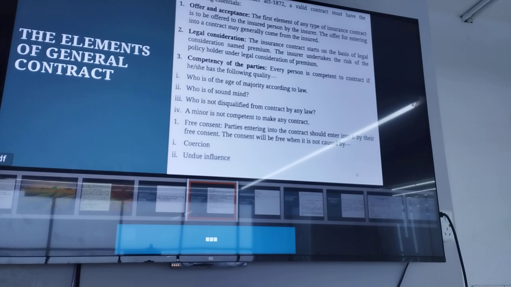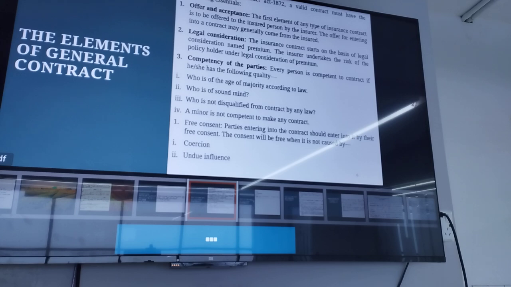Second one, the legal consideration. The insurance contract starts on the basis of legal consideration named premium. The insurer undertakes the risks of the policyholder under legal consideration of premium. Third one, competencies of parties.